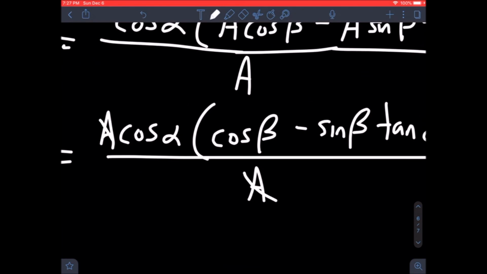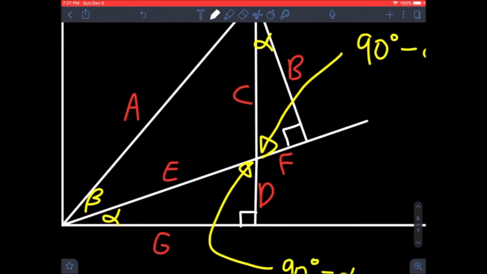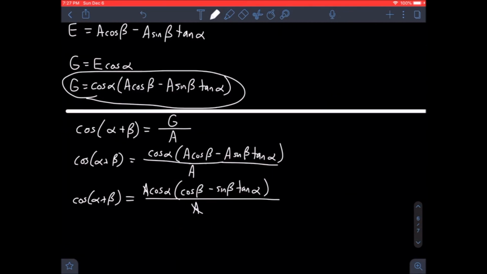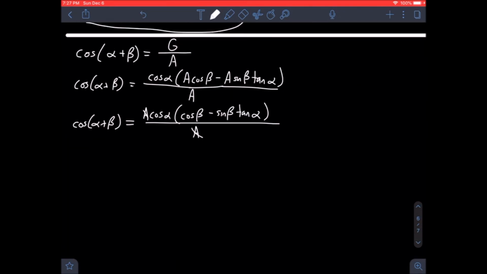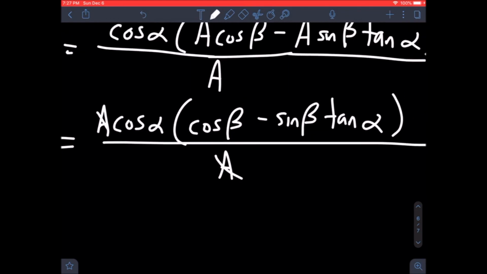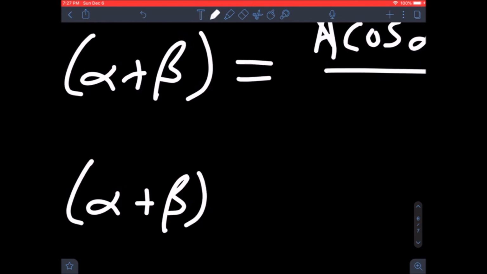And we're no longer dealing with any of the side lengths that we created here that are in red. It's only the angles now. We used the side lengths to help us get to this point, but now all we have is angles alpha and beta. So we're ready to find cosine of alpha plus beta in terms of alpha and beta.